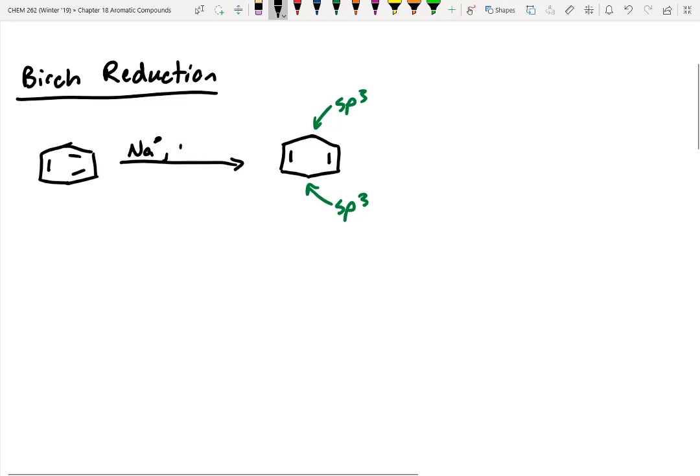And then you need some sort of alcohol. I'm just going to abbreviate that ROH. It could be methanol, it could be ethanol, it could be tert-butanol. Really, any alcohol will work here. And then last but not least, you need ammonia in order to accomplish this reduction scheme. All right, so let's see the mechanism for how this works.